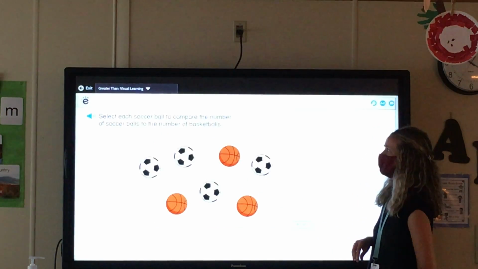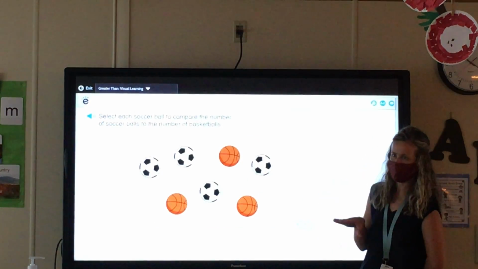It says select each soccer ball to compare the number of soccer balls to the number of basketballs.